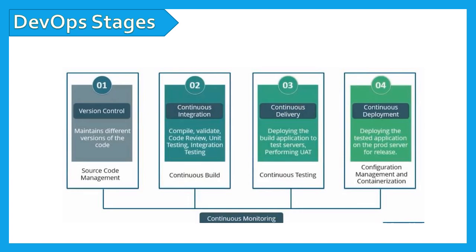We can go ahead and manually use configuration management tools like Puppet, Ansible, or we can even use Docker for a similar purpose, and then we can go ahead and deploy it onto the production servers for release. And once the application is live, it is continuously monitored by tools like Nagios or Splunk, which will provide the relevant feedback to the concerned teams. So, these are the various stages involved in DevOps.